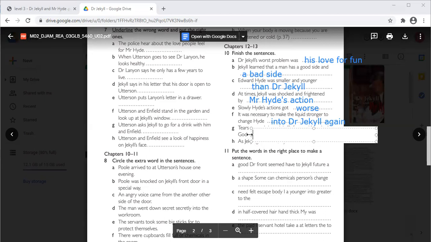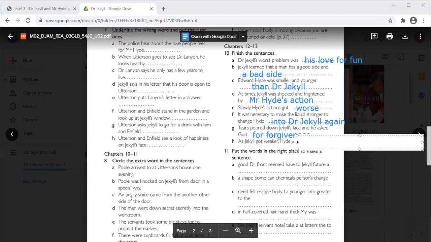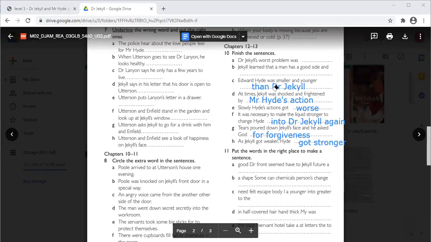Remember when he remembered the murder of Mr. Denver Carroll? Yes, he prayed to God for forgiveness. Very good. Let's go to the last one. As Jekyll got weaker, Hyde, excellent, got stronger. It seems that he was growing on the health and power of Dr. Jekyll, that Dr. Jekyll was getting weaker and Mr.